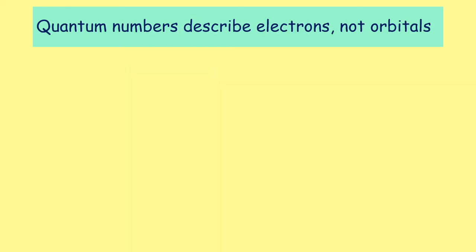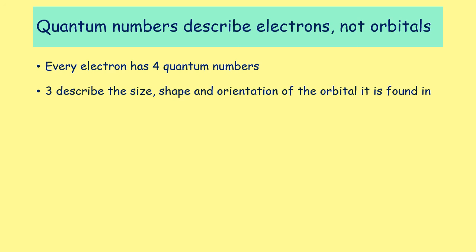Now, the final thing to remember is that quantum numbers describe electrons, not orbitals. And every electron has 4 quantum numbers. The first 3 describe the size, the shape, and the orientation of the orbital that an electron is in. So the principal quantum number n tells you the size of the orbital. The bigger the n value is, the bigger the orbital. The shape, the angular momentum, is it an s, is it a p, is it a d orbital? If angular momentum is 0, it's an s orbital. If it's 1, it's a p orbital. If it's 2, it's a d orbital.